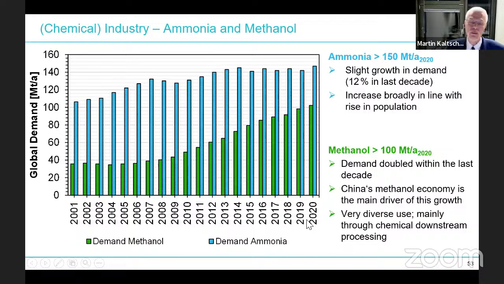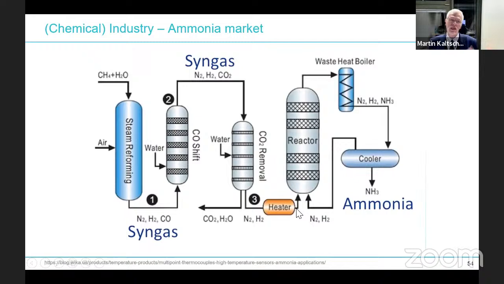If we dig a little bit deeper into this market, basically what we do is we use methane and water, and there we come up with the syngas. We add nitrogen to the syngas, and then after CO2 removal we go into a reactor, where, as Fabian already outlined, we convert N2 and H2 into NH3, into ammonia, which is then used.